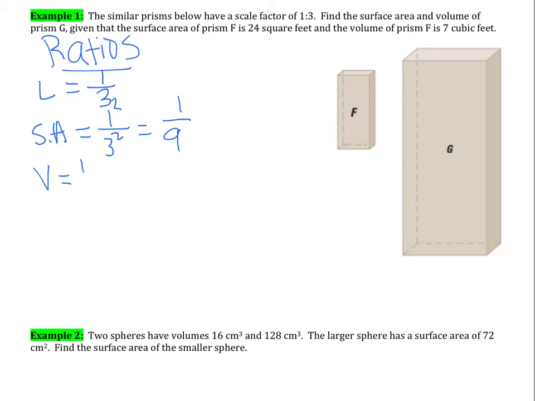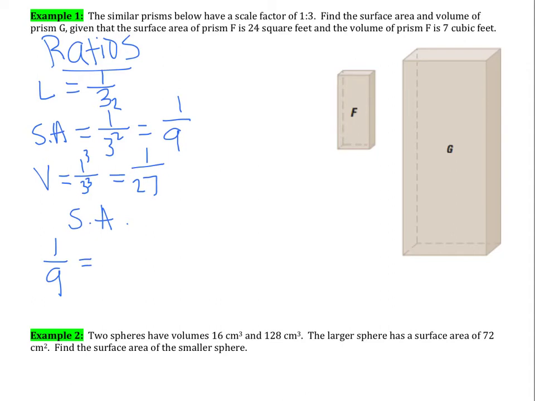So that's going to be 1 cubed over 3 cubed, which is actually 1 over 27. So we now have our 3 ratios, and we can set up a proportion to find our surface area and volume for prism G. All right, let's first start with surface area. I know that the ratio for surface area is 1 over 9, and that needs to equal the surface area of F over the surface area of G.